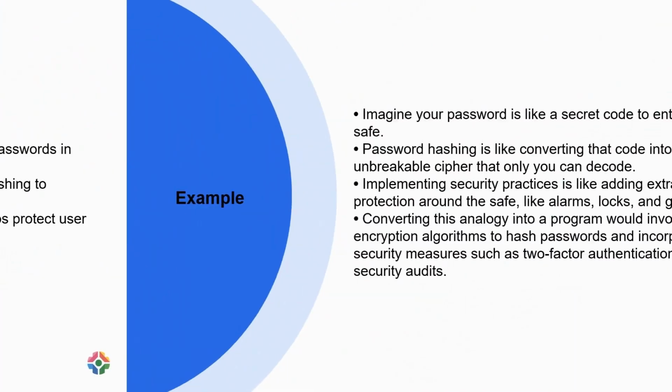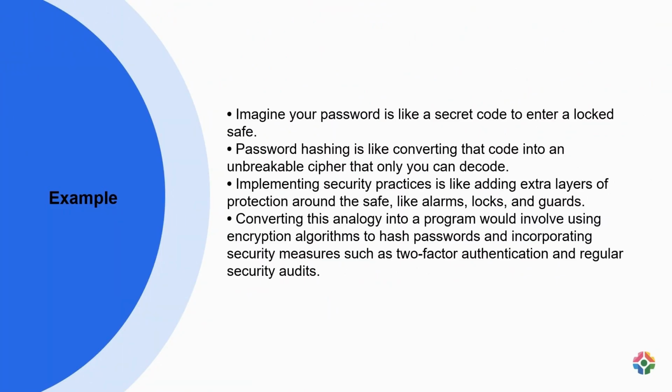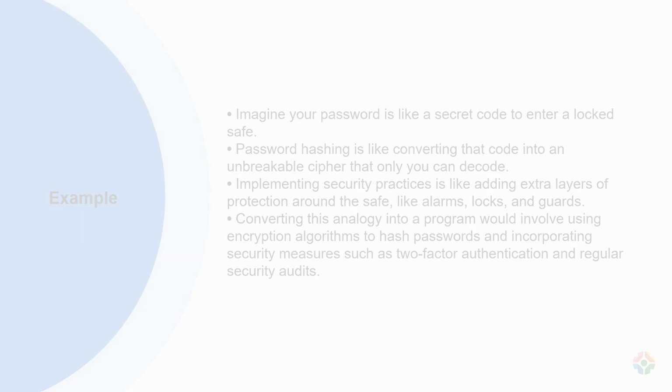Imagine your password is like a secret code to enter a locked safe. Password hashing is like converting that code into an unbreakable cipher that only you can decode. Implementing security practices is like adding extra layers of protection around the safe, like alarms, locks, and guards. Converting this analogy into a program would involve using encryption algorithms to hash passwords and incorporating security measures such as two-factor authentication and regular security audits.